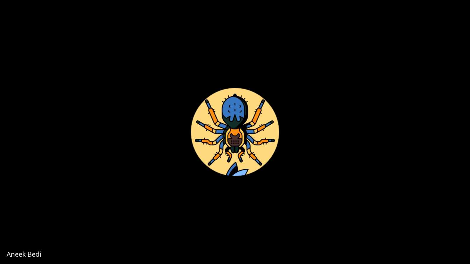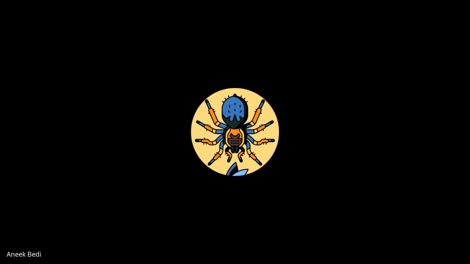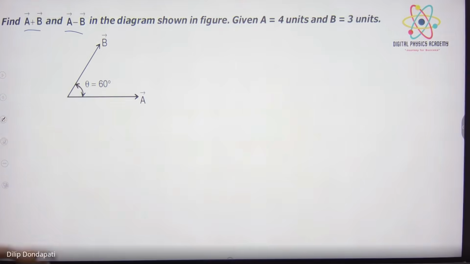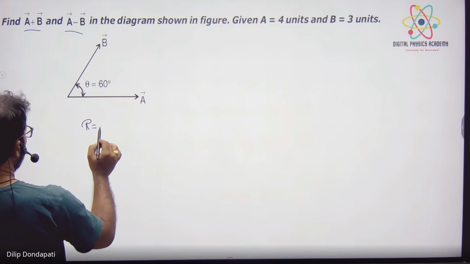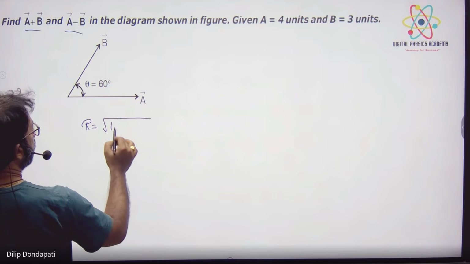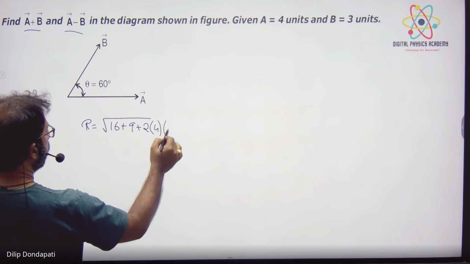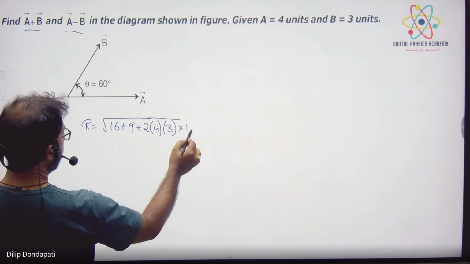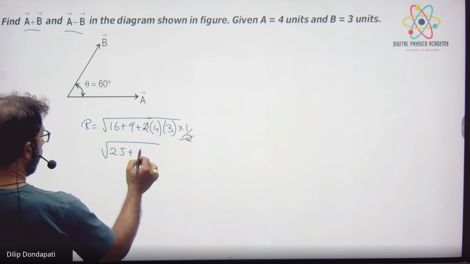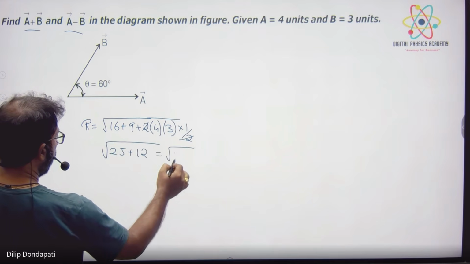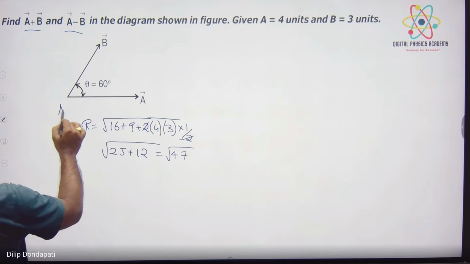First one, A plus B. A minus B? 120. See, wrong. Do it properly. Which formula will you use for A plus B? The formula for R is under root A square, 16, plus B square plus 2 into 4 into 3 cos 60. Cos 60 is 1 by 2. How much? 25 plus 12. So it is under root 37. This is the resultant of A plus B. I'm talking about A plus B.